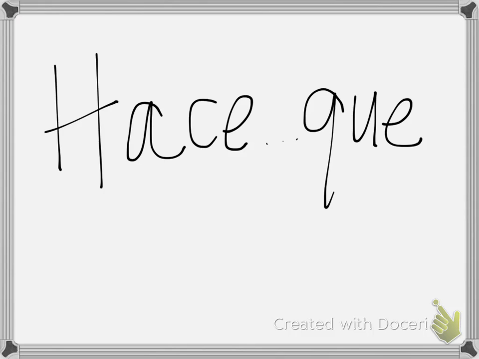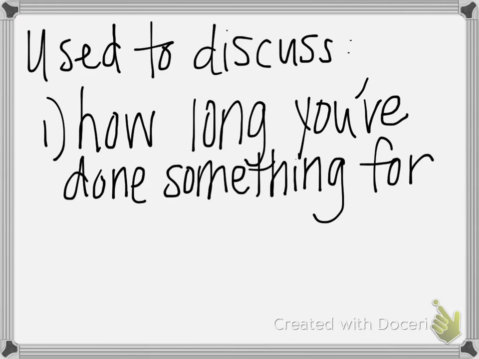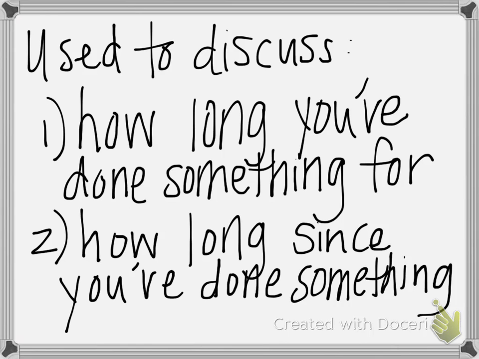Okay, now this is a little confusing, and I don't want you to feel like that by the end of this, so hopefully you won't. First of all, we need to talk about when we use it. It's used to discuss how long you've done something for or how long you've been doing something. For example, I've been studying Spanish for 16 years, so you could use this structure to tell you that. You can also use it to talk about how long since you've done something. For example, I haven't watched TV in 9 hours.